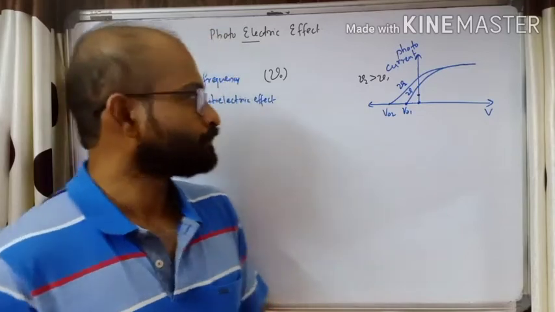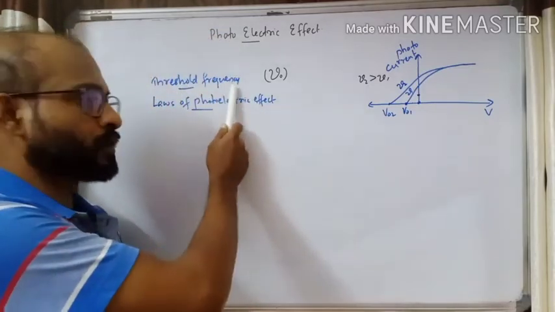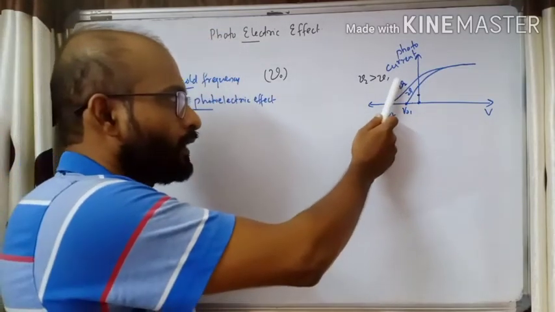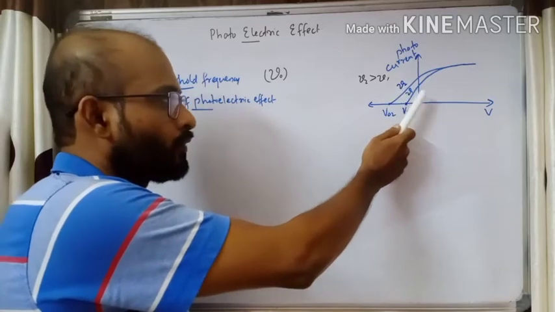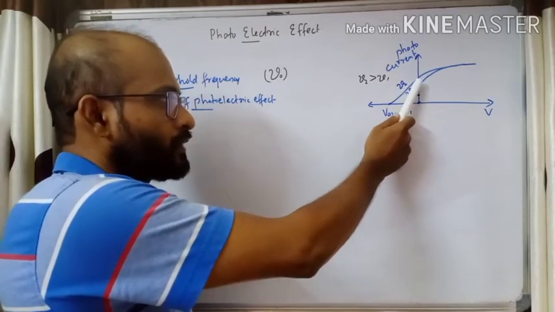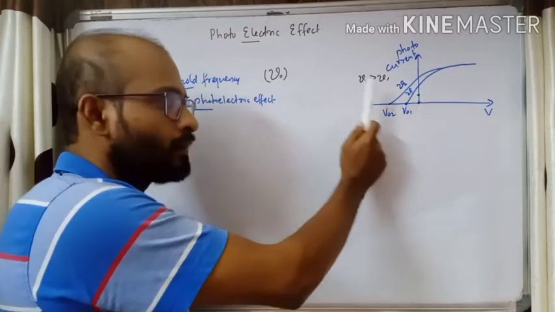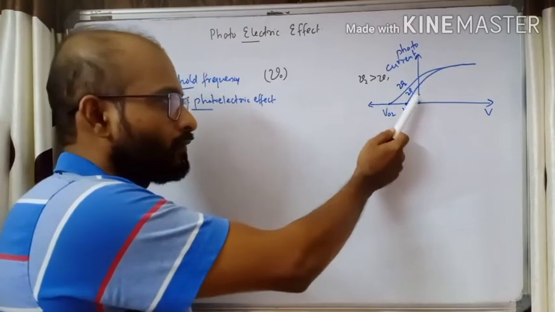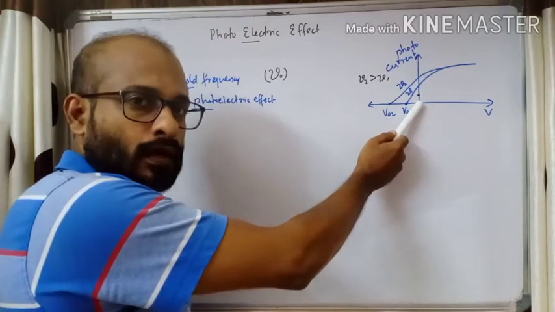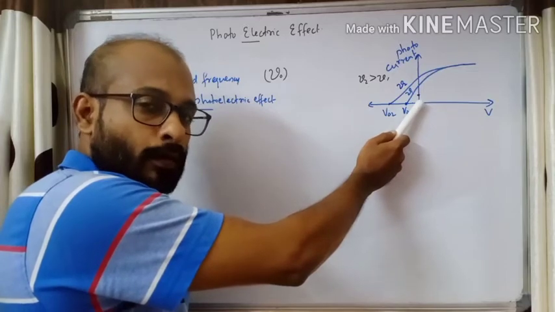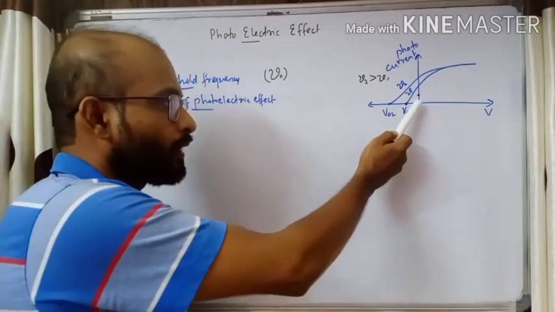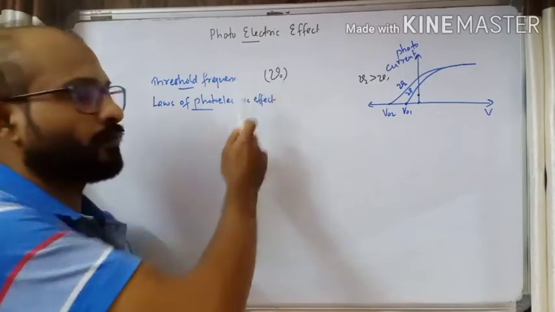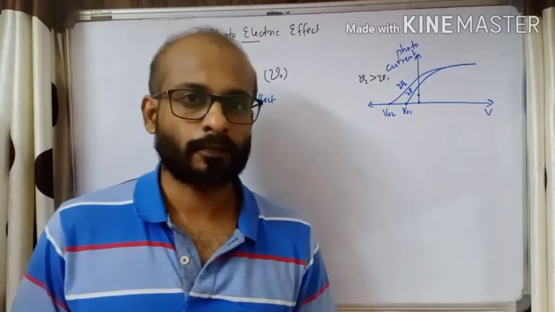Once again, let us explain what the threshold frequency is. If we decrease the frequency, we can observe that the current value goes on decreasing. If you decrease below a particular value, the current can be zero. Current flow can be stopped. Whatever may be the intensity, there may not be current flow. This minimum frequency is given a name called the threshold frequency.